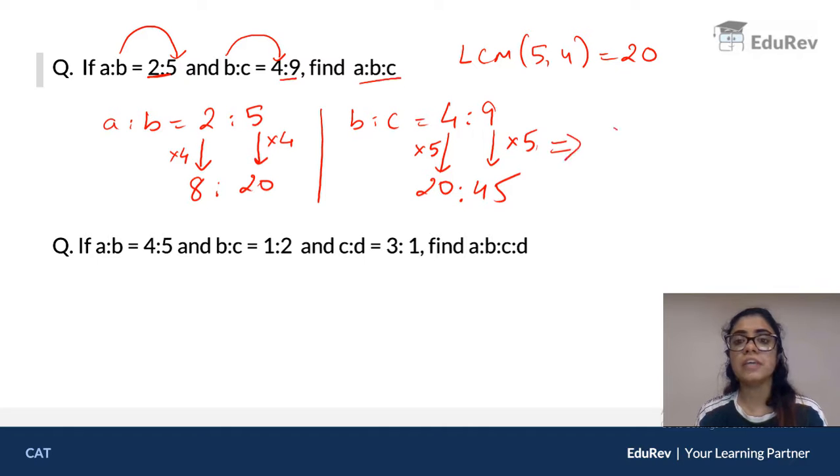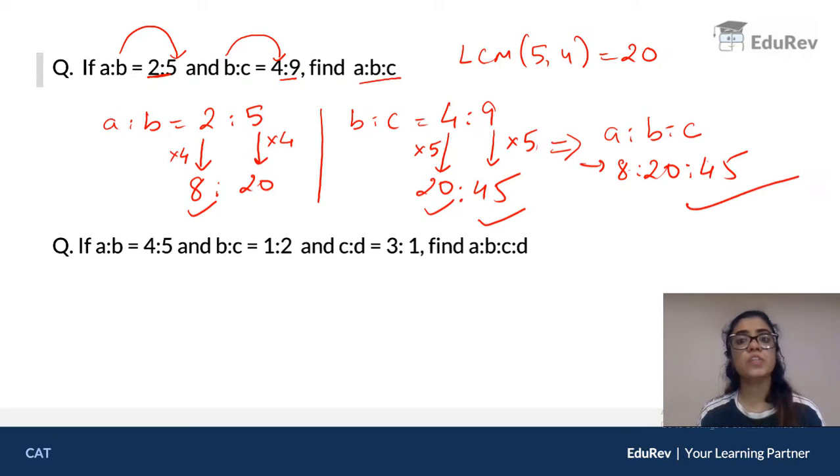So finally we wanted A is to B is to C. So here A is represented by 8, B is represented by 20 and C is represented by 45. So your A is to B is to C becomes 8 is to 20 is to 45. Okay? Now let's look at the next question.